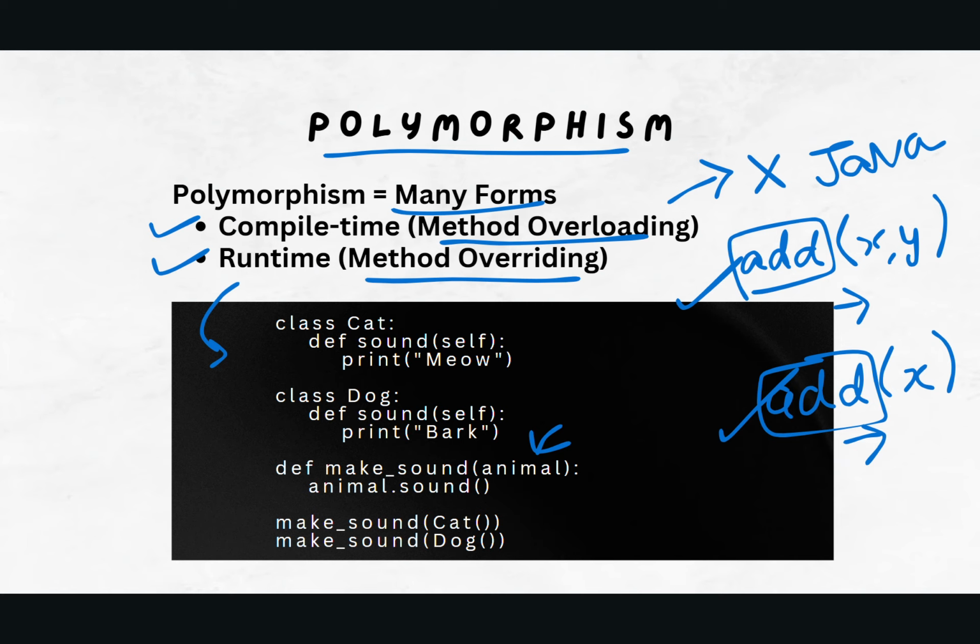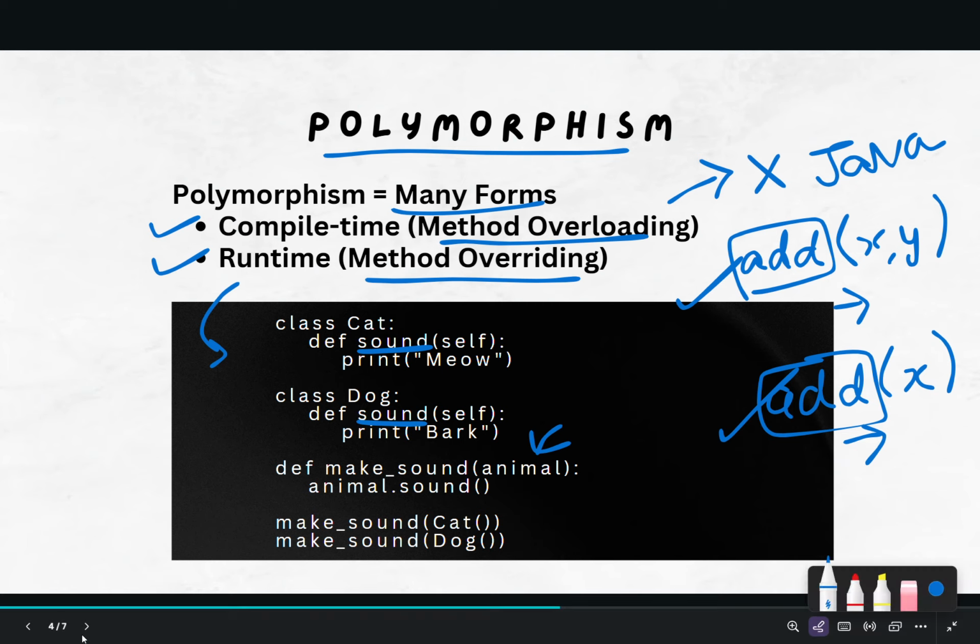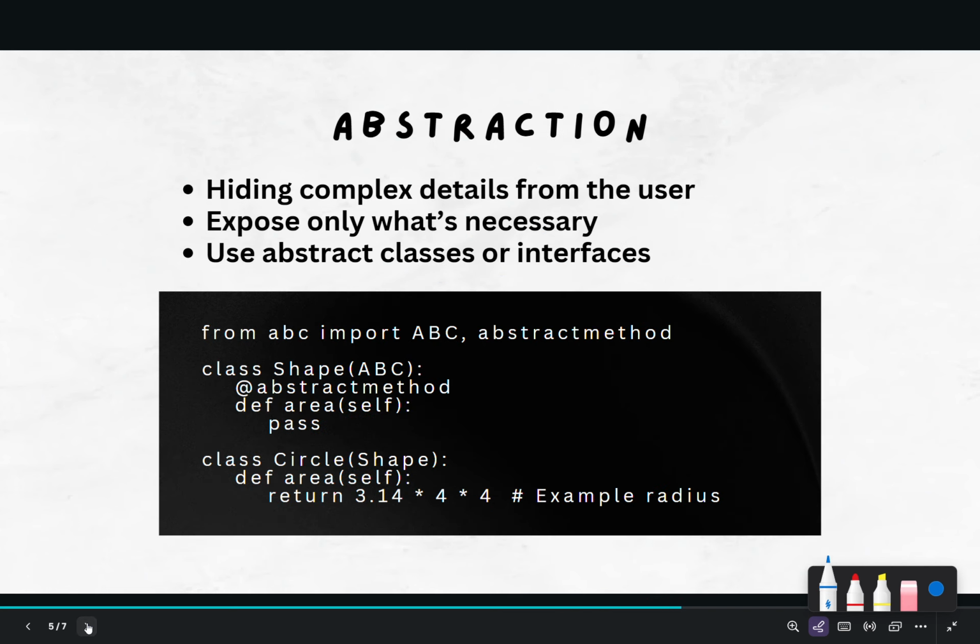Now if we use this function make sound and pass in a cat object, then it will print meow, and if we use this make sound function and pass in a dog object, it will print bark. So we have the same name sound function, but they are behaving differently. Now this happens at runtime, so that is why it is method overriding. Runtime polymorphism. Okay, let's move on.